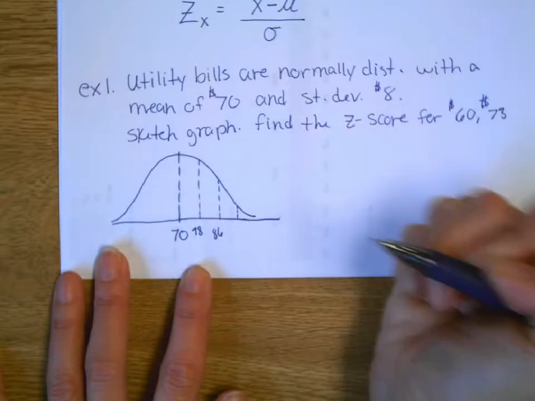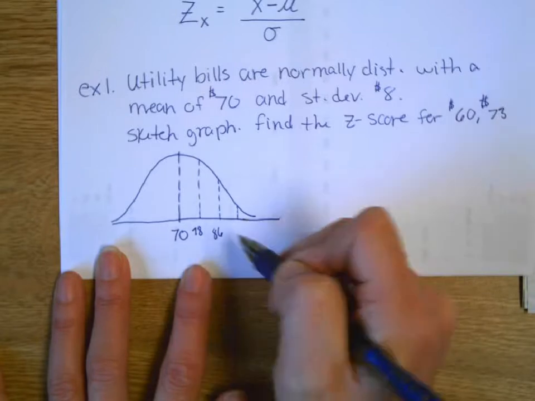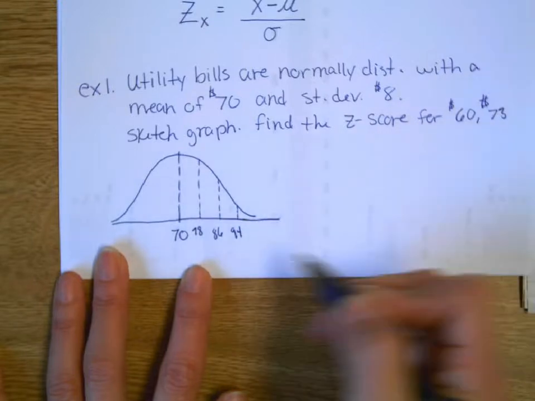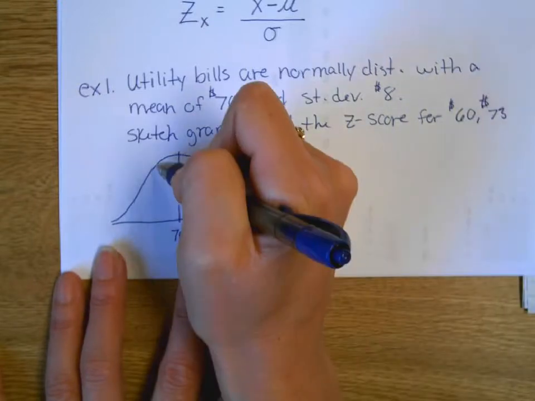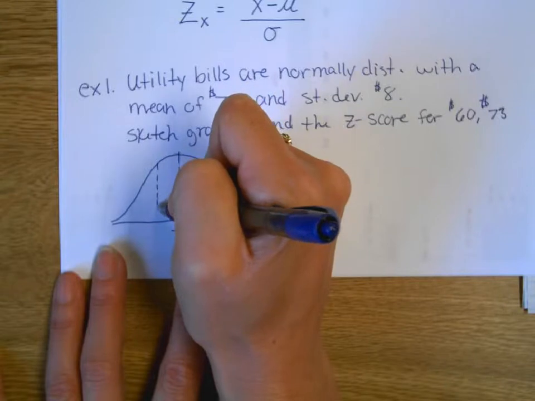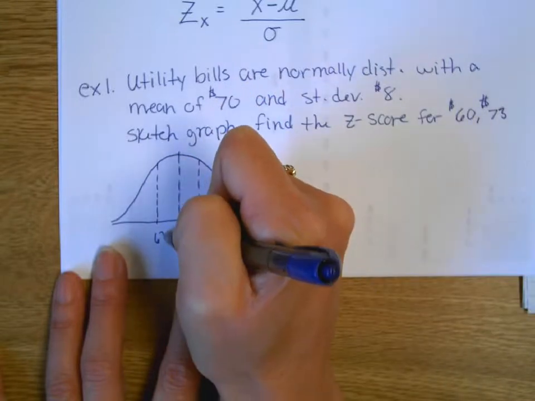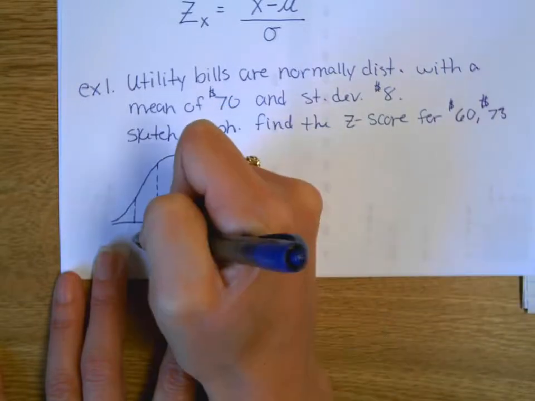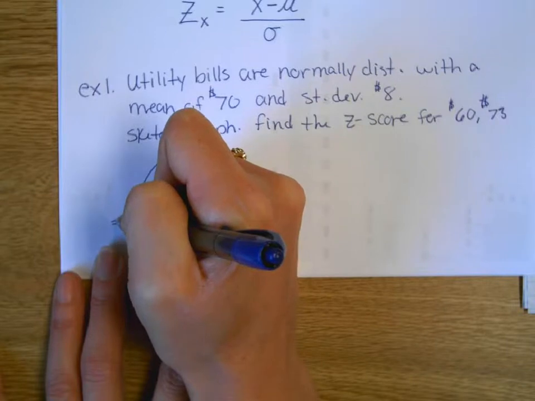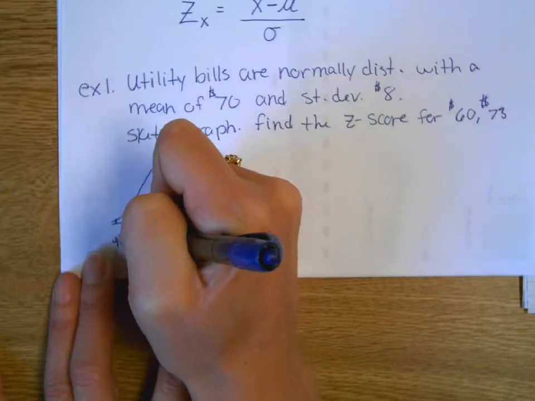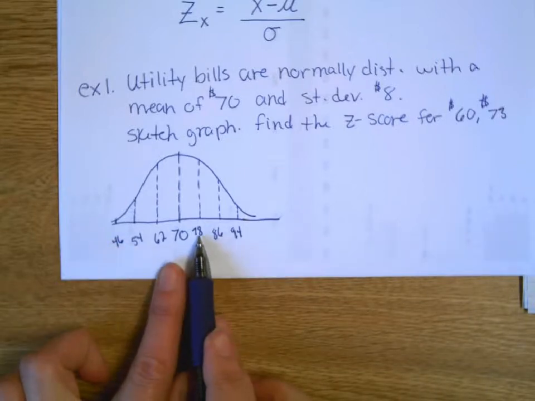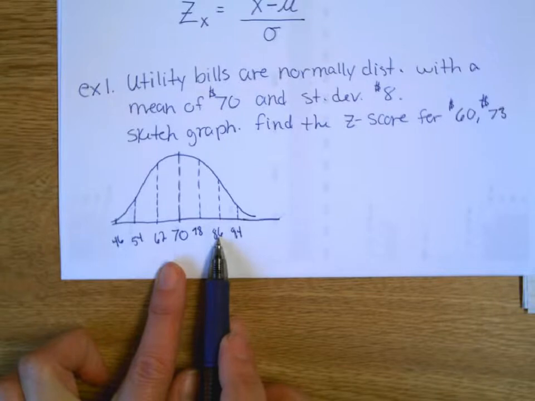And then one more. I'm adding 8. And then 94. Now we'll back up the 3 standard deviations. So subtract 8. That's 62. Subtract 8 again. That's 54. And 8 more. 46. Very good. Okay. So this 78 is 1 standard deviation above the mean. 86 is 2 standard deviations above the mean. And then 3 standard deviations above the mean.